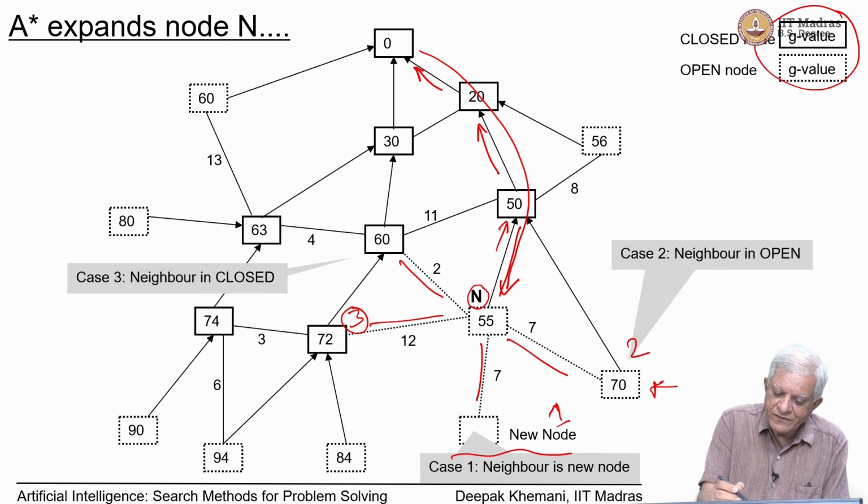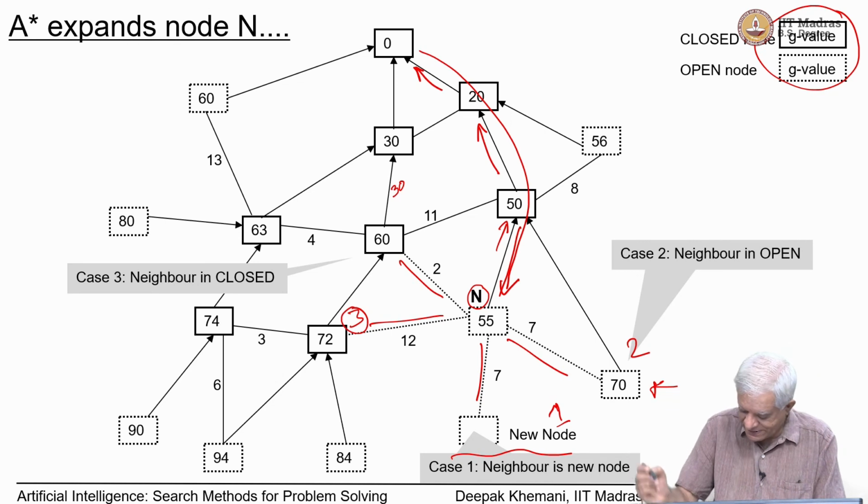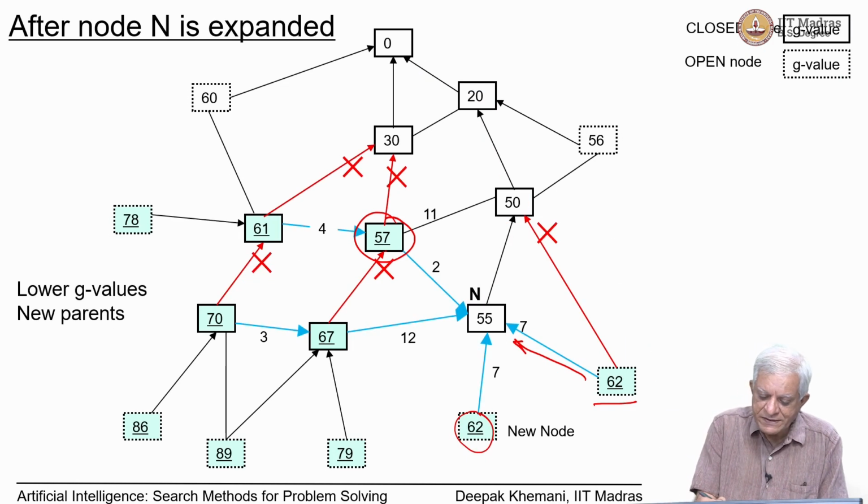How did this 60 come? We have not mentioned the g values here or the h costs here, but this h could have been 30. So, 30 plus 30 would have been 60. Now, what has happened is it is 55 plus 2, which is 57. So, we have found a better path.